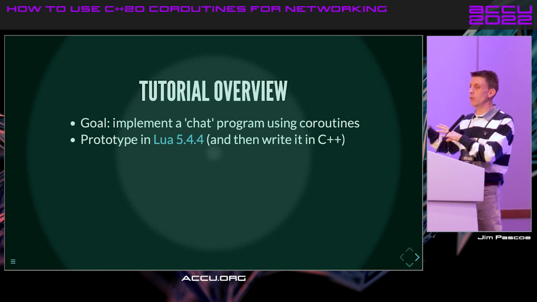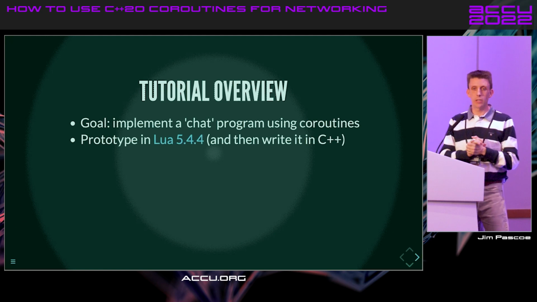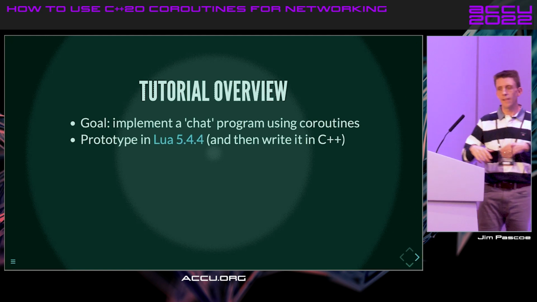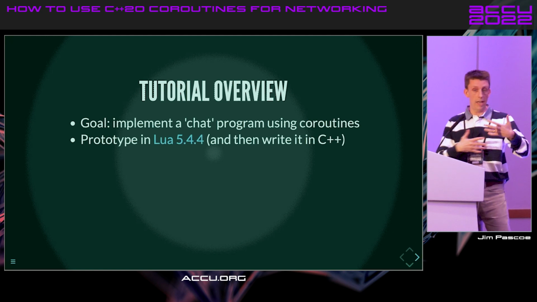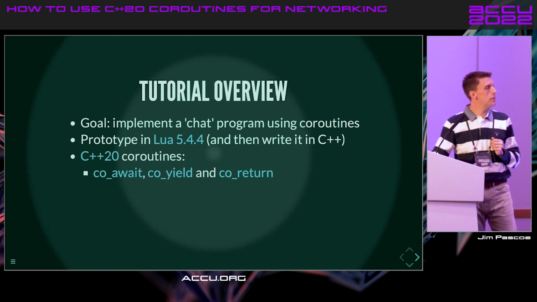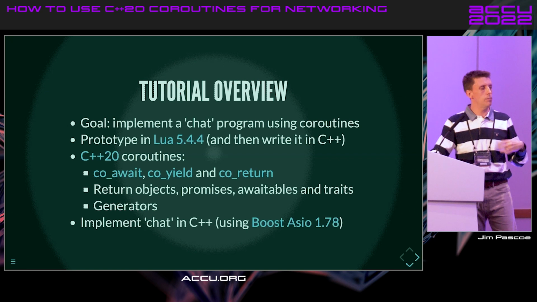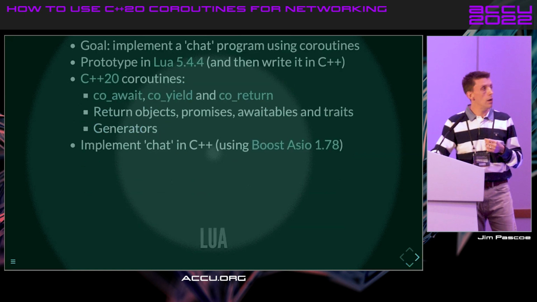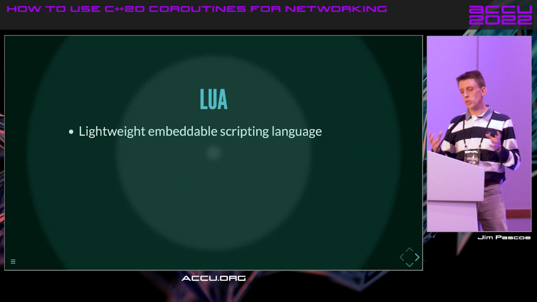Before we get into the real details of the C++20 aspects, which are quite complex and fairly gnarly, I think it really helps to have a very clear understanding of what a coroutine is, how it works, and why it's of benefit. Then we're going to get into all the juicy details. We're going to talk about co_await, co_yield, co_return. We're going to talk about return objects, promises, awaitables, traits. I'm going to show you an example on generators, and then we're going to implement chat in C++ using Asio.